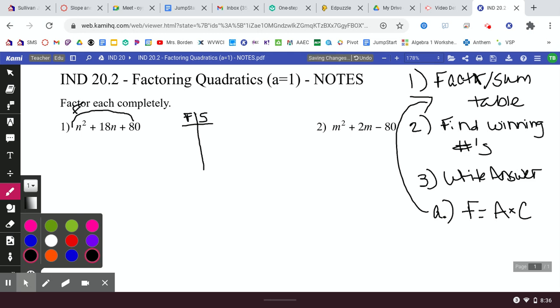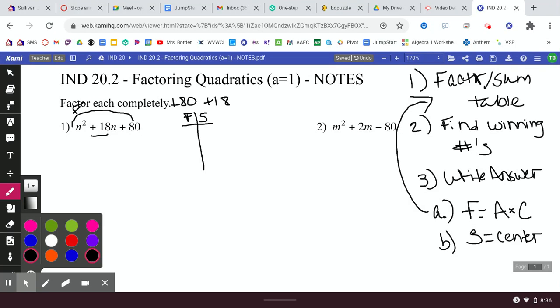So right above the F in your factor sum table, I want you to write positive 80, because that's what your factor part of your puzzle is going to be. And then the next thing you're going to need is your sum. And your sum is always your center number, which in this case is positive 18. And we know that signs matter, so make sure you know it's positive 80 and positive 18. That's what you're searching for. Now, it might pop right out at you, and if it does, start there. That's great. Save yourself work.